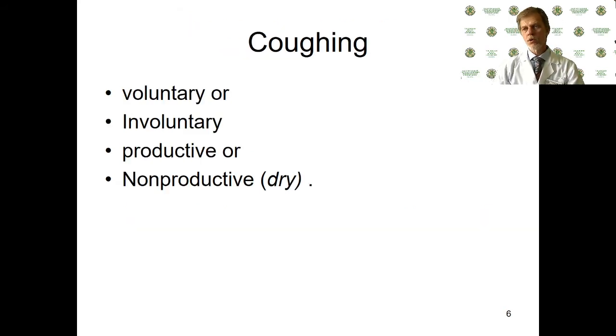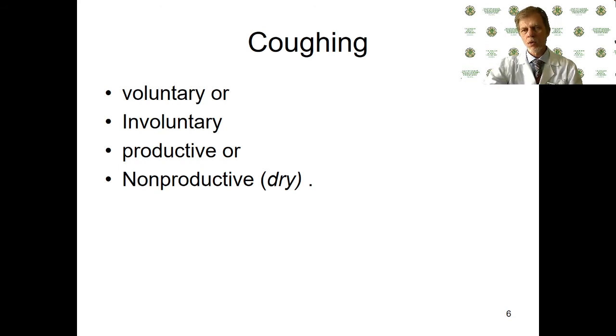So, what is coughing? How can we characterize coughing? Coughing may be voluntary or involuntary, productive or non-productive. Now, what do voluntary and involuntary mean? If I want, I can start coughing. Involuntary: I can't prevent coughing. I can't stop coughing. That's why we talk about voluntary or involuntary coughing.